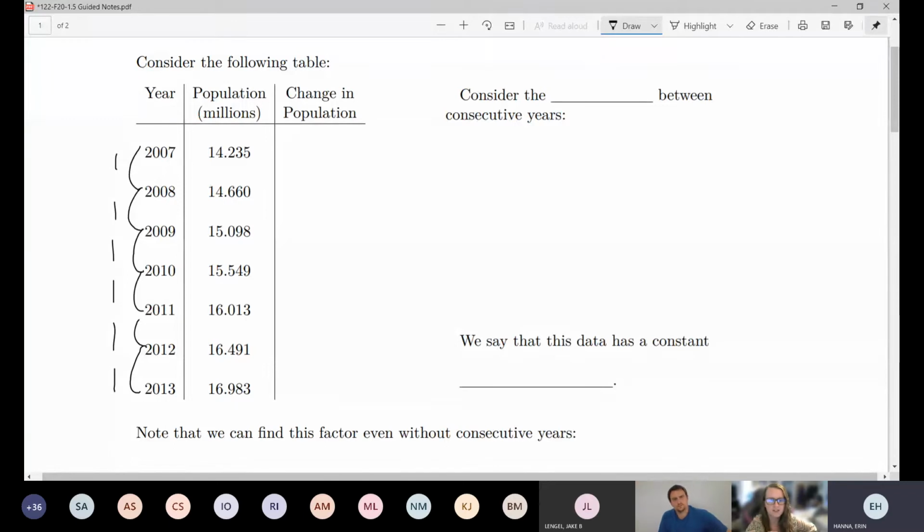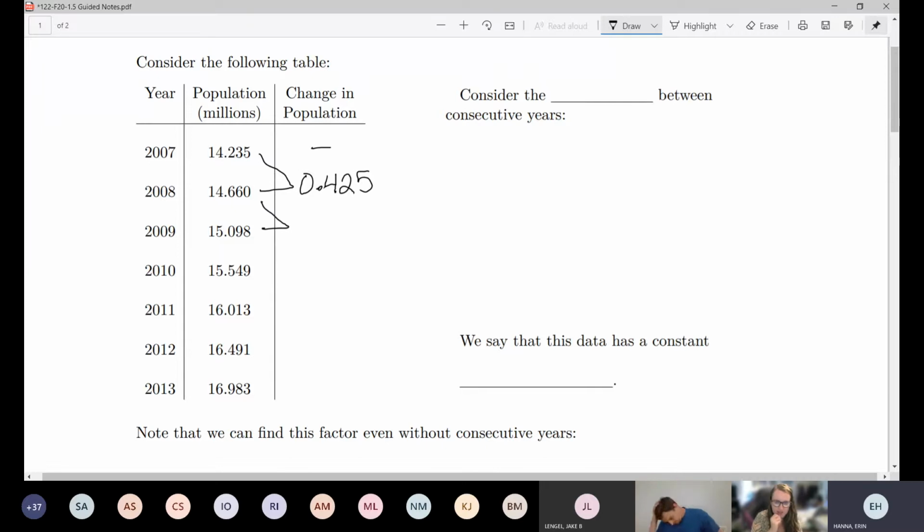So all of these years go up by 1. So if we wanted to see if this data was linear, we would essentially just need to care about the change in these populations. That's why I have this third column here. We're just going to look at the change in the population to see whether or not this data might be linear. I'm going to do it like this to keep track of where these numbers are coming from. If I look at the change in population from 2007 to 2008, so 14.66 minus 14.235, we're going to get 0.425.